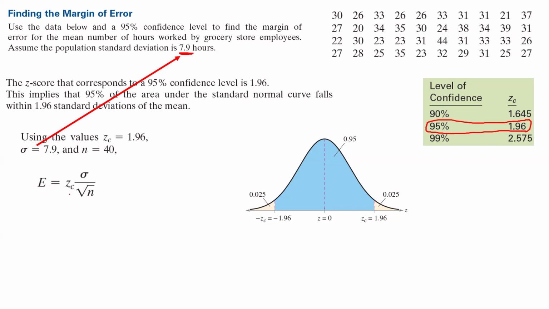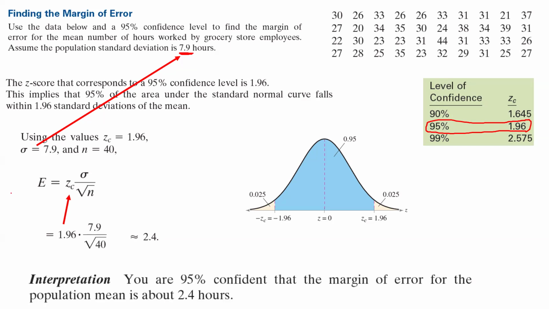The margin of error is ZC times sigma divided by square root of n. So ZC is 1.96, we already know that. Sigma is 7.9 divided by square root of 40, which is approximately 2.4 hours. What's the meaning of that? We are 95% confident that the margin of error, or error tolerance, or the distance for the population mean is about 2.4 hours. Okay, so we calculated the distance. We calculated the error, which is 2.4 hours.